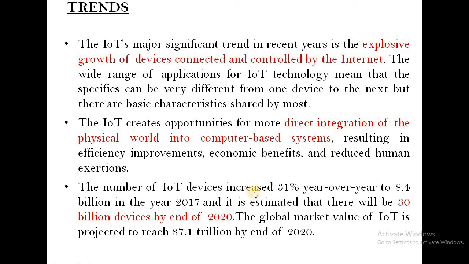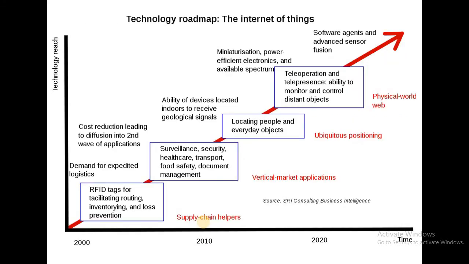The number of IoT devices is increasing day by day, and it has increased 31% year over year. And now the prediction is that there will be around 30 million devices by the end of 2020. That's a huge market. The global market value of IoT is projected to reach around $7.1 trillion by the end of 2020. So it's a long-going technology.